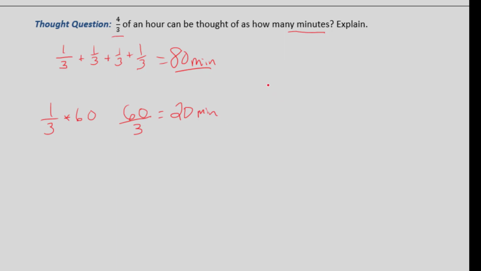Now another way to look at it is that 3/3 of an hour is the whole hour, or 60 minutes. And I got 1/3 left. 1/3 of 60 is the same as 60 divided by 3, which is 20. And I can get 80 that way. Might want to watch this a couple times.